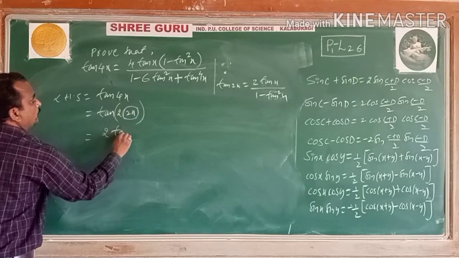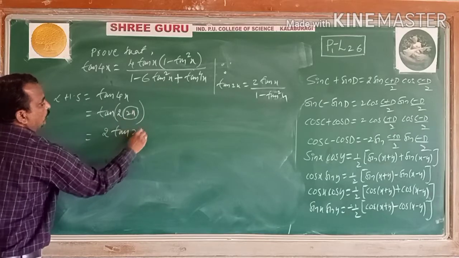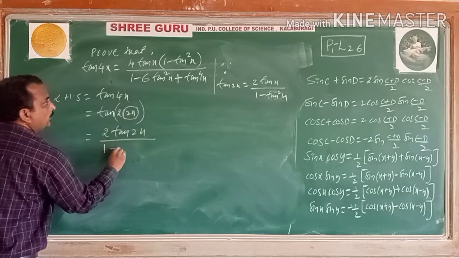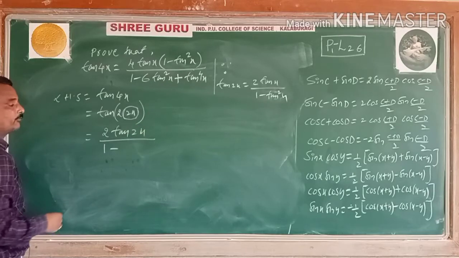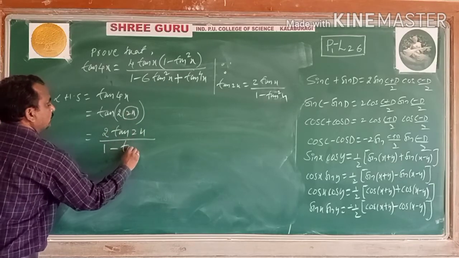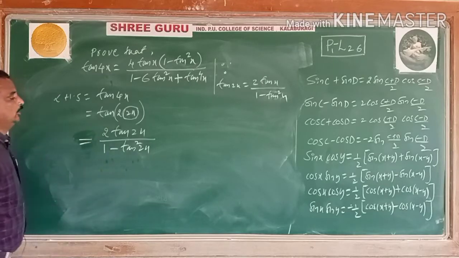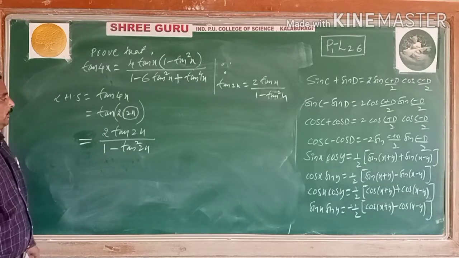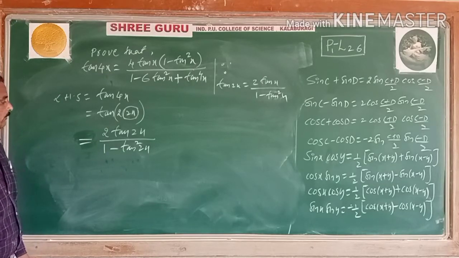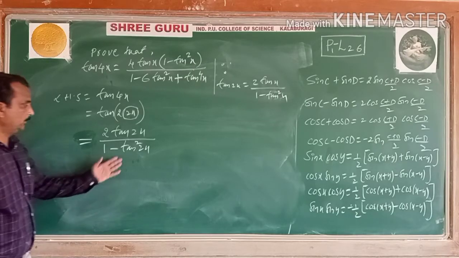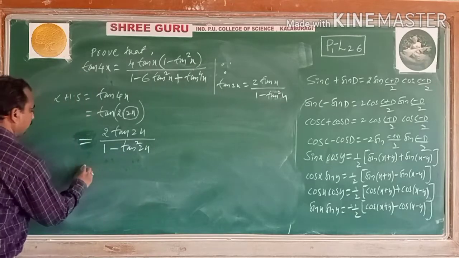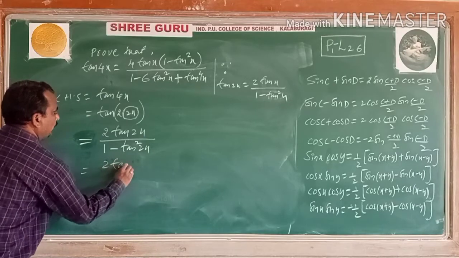2 times tan x, where x is 2x, divided by 1 minus tan square of x, where x here is 2x. So tan square of 2x. So this is equal to 2 tan 2x divided by 1 minus tan square of 2x.